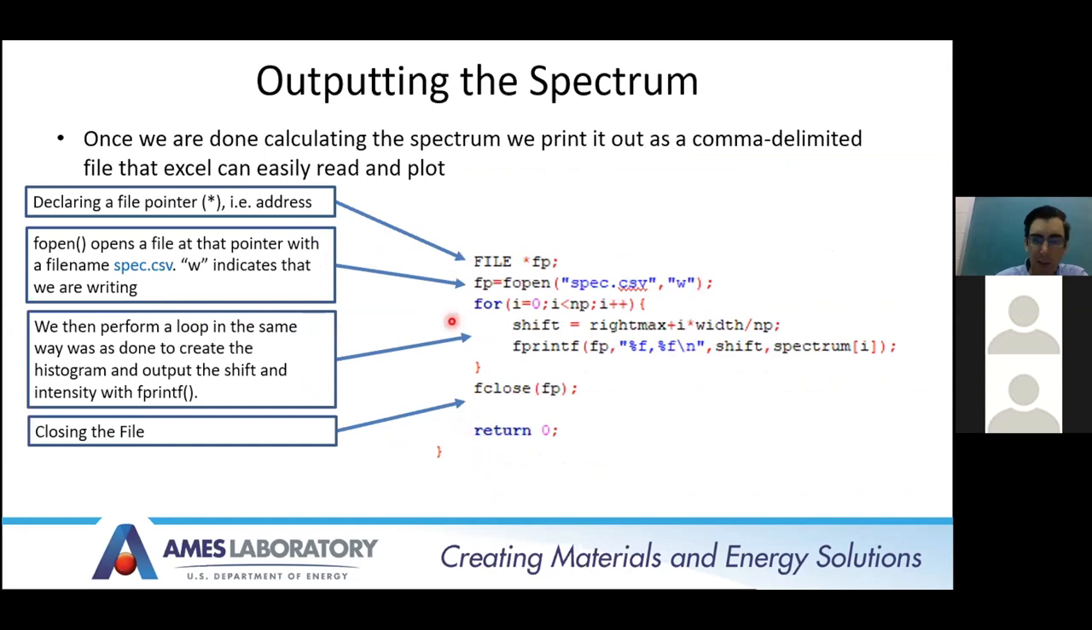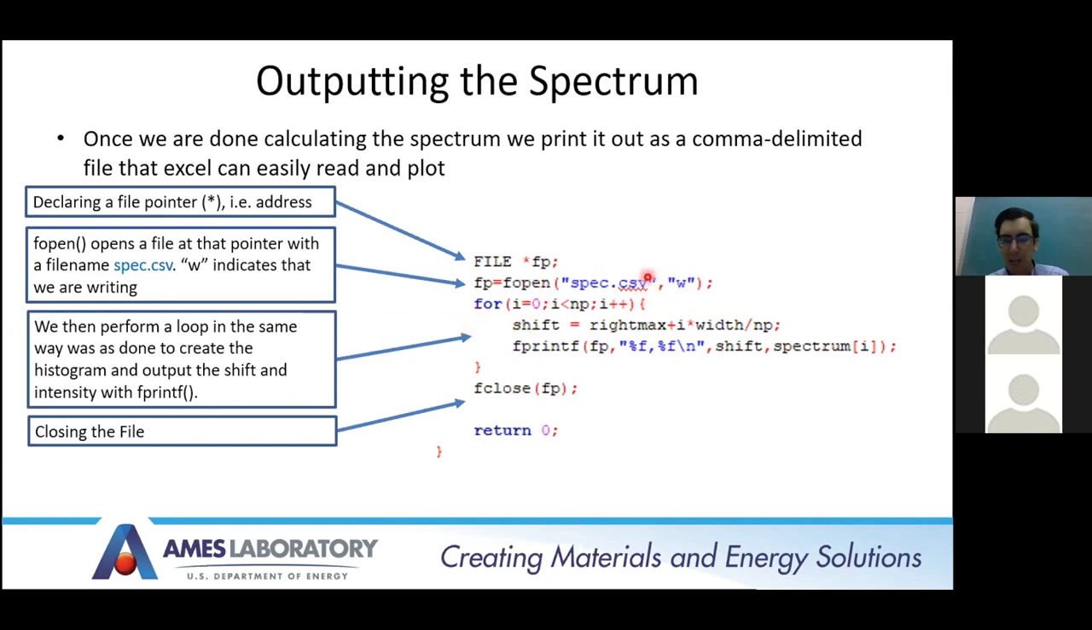And so at the end here, the last thing that we need to do is output the spectrum. So once all the loops are done, we've calculated all the different orientations. We then declare a pointer here, a FILE that we call FP for file pointer. And we open the file. So you do this by doing FP equals fopen. You give the file a file name, and then here we put W for write. If you're reading a file, this would be R.